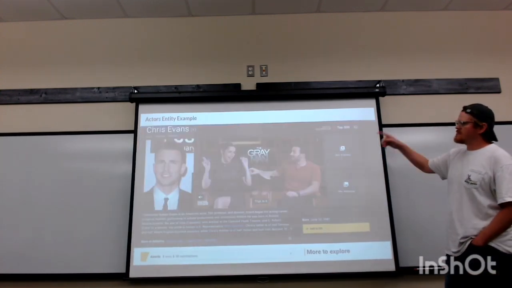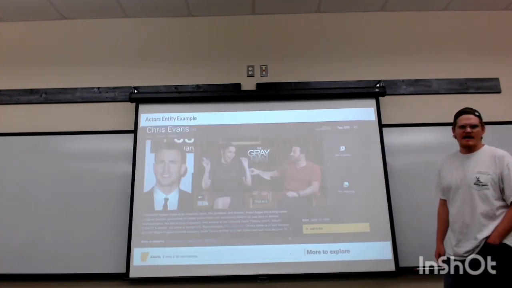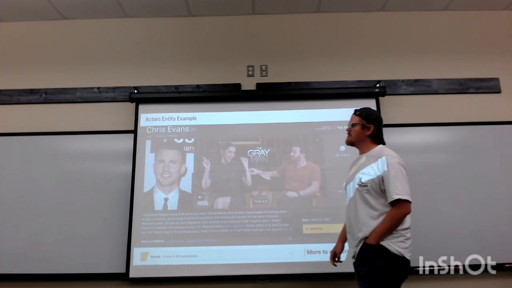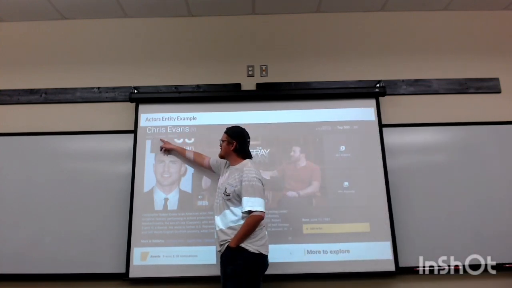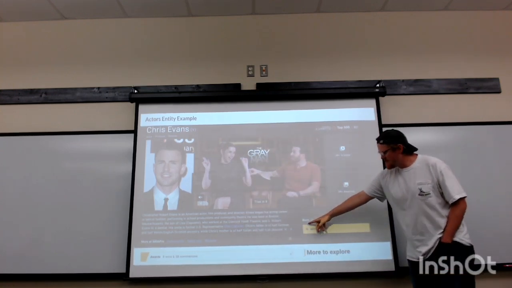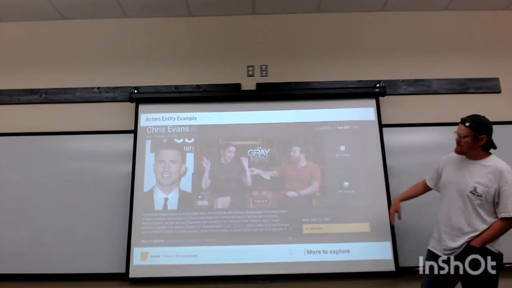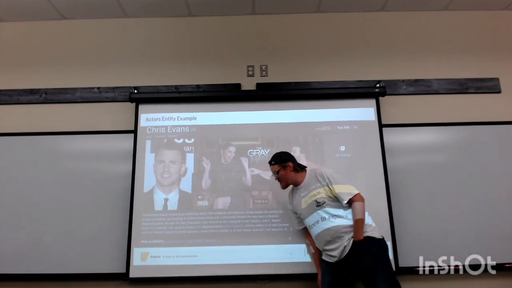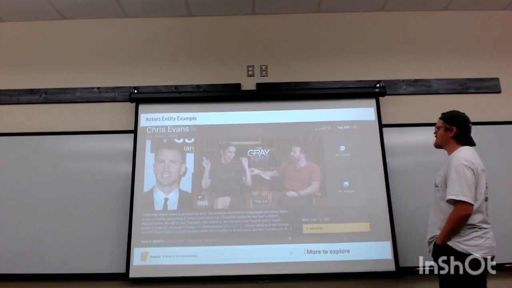Next, here's an example of how they implement their actor's entity. We have the name, we have his titles. He's an actor, producer, director. His bio, over here we can see his birthday. And if we scroll down, we can see even more awards and nominations and stuff like that.